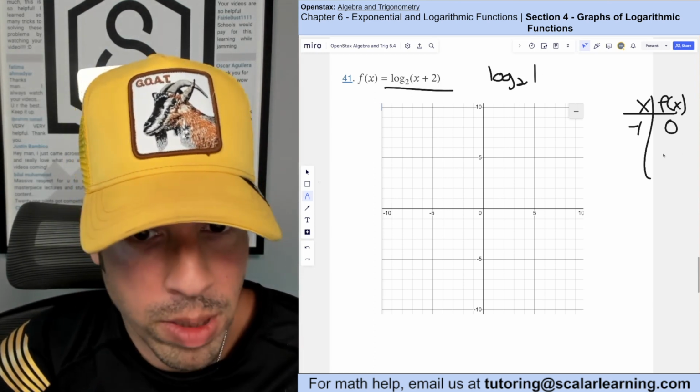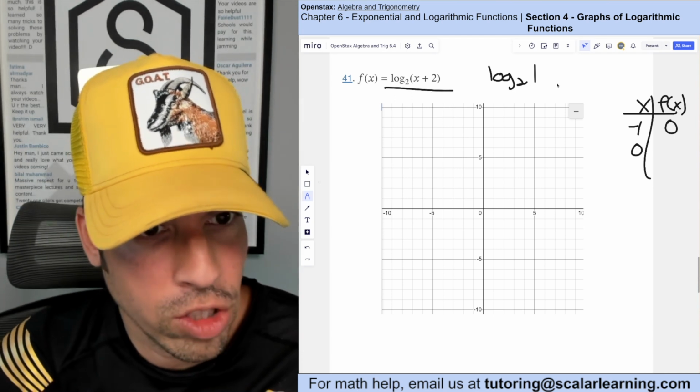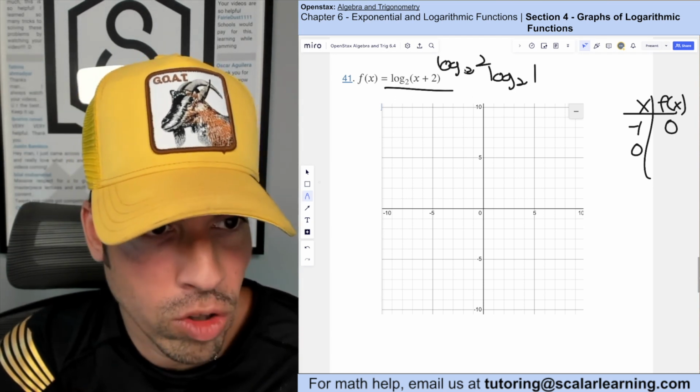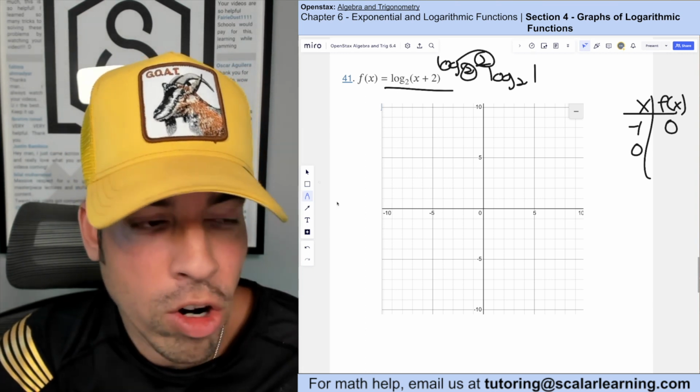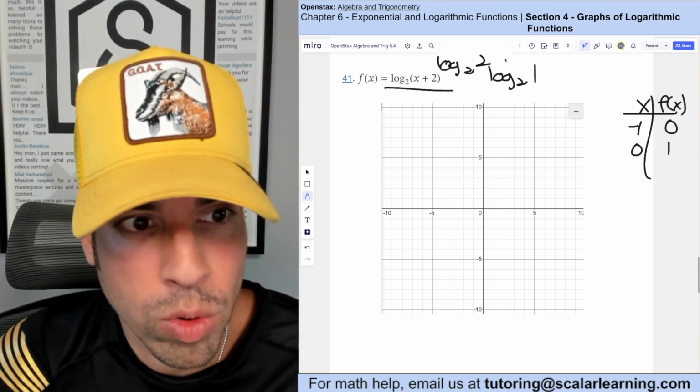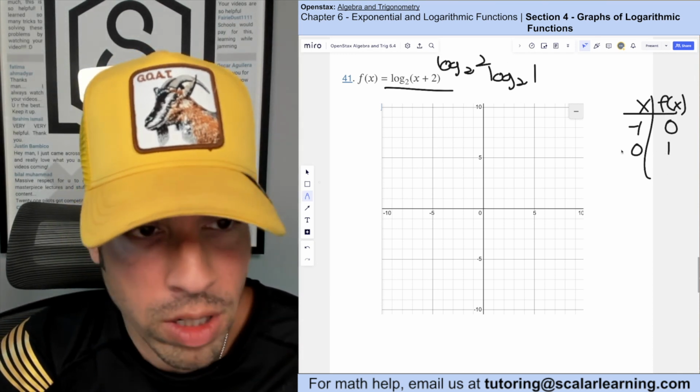Another great place would be plugging in 0, right? Because if I plug in 0, now I'm taking log base 2 of 2. And another shortcut that I mentioned earlier is when the base and the argument are the same, the output is 1. Another way of saying this is, 2 to what power is 2? 2 to the first power is 2.